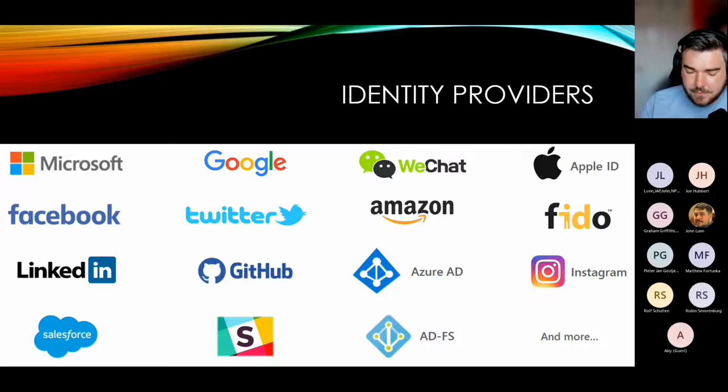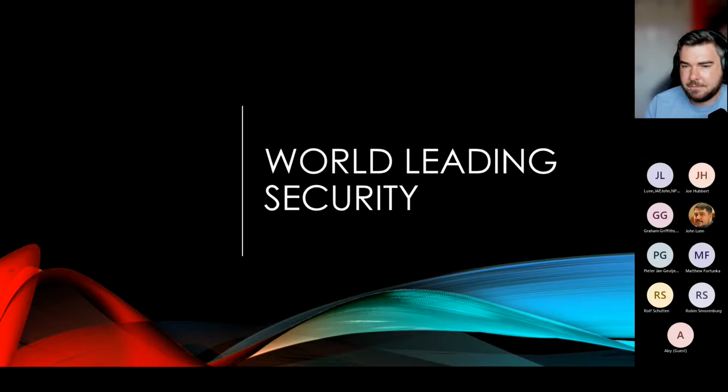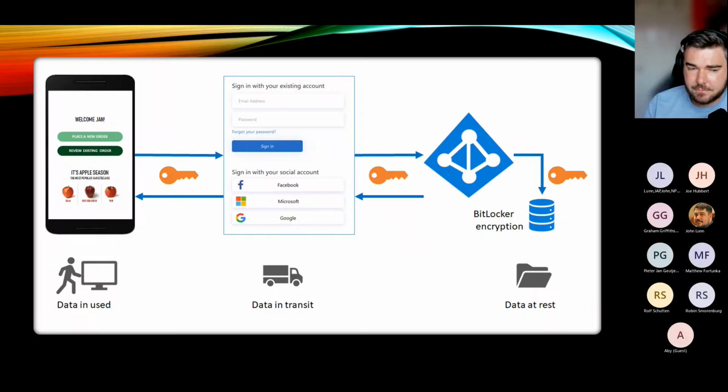Of course, it goes without saying, and I've said it already, Microsoft are one of the biggest platforms in identity, and with that, you get world-leading security. So when your consumers are using B2C, all their data, whether that's data in transit or at rest, is all encrypted. You don't have to worry about that overhead. And that's the same with B2B, but we're looking at a different concept here. We're looking at consumers.